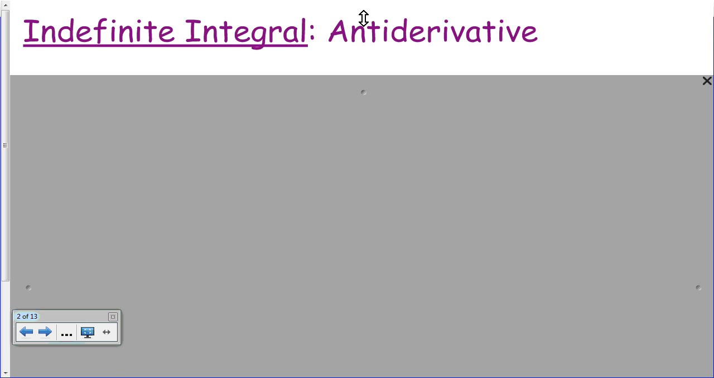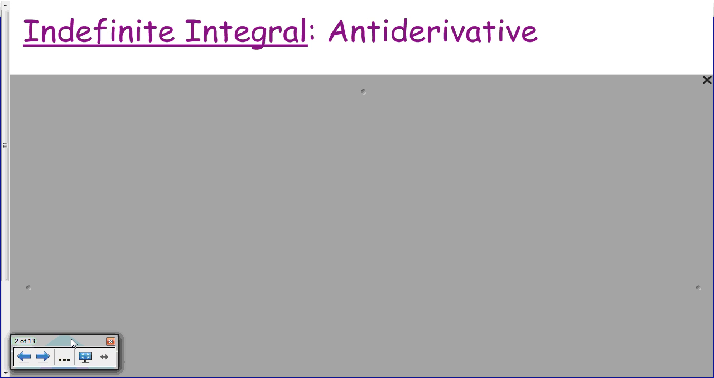All right, so let's start out with just a quick definition here of what an indefinite integral is. And very simply, an indefinite integral is just an antiderivative. And you've actually worked with antiderivatives already, so technically you've already seen indefinite integrals. We just haven't been using that term to describe them. So an antiderivative is just an indefinite integral.